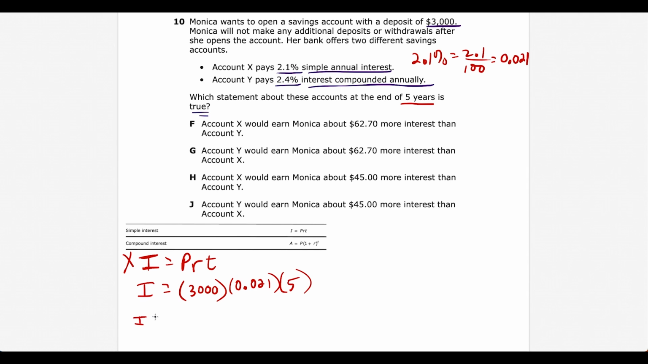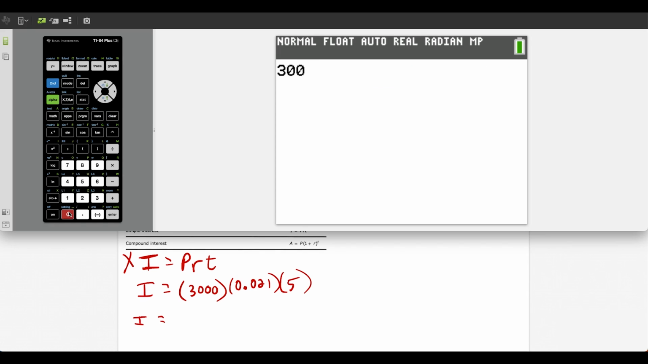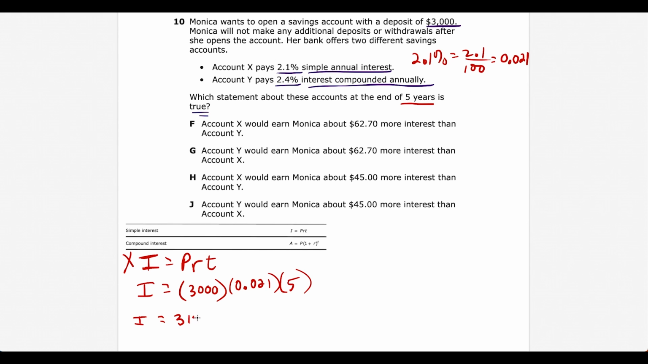So now we just calculate this interest. We're doing 3,000, and we're going to multiply by 0.021, and then we're going to multiply that by 5. And here is the interest. So the interest is $315, which means that the final amount of money at the end of 5 years for account X would actually be $3,315, because we're basically taking the $315 profit and adding it to 3,000. If we just add these two numbers like this, this tells us for account X that Monica is going to have $3,315 at the end of 5 years.